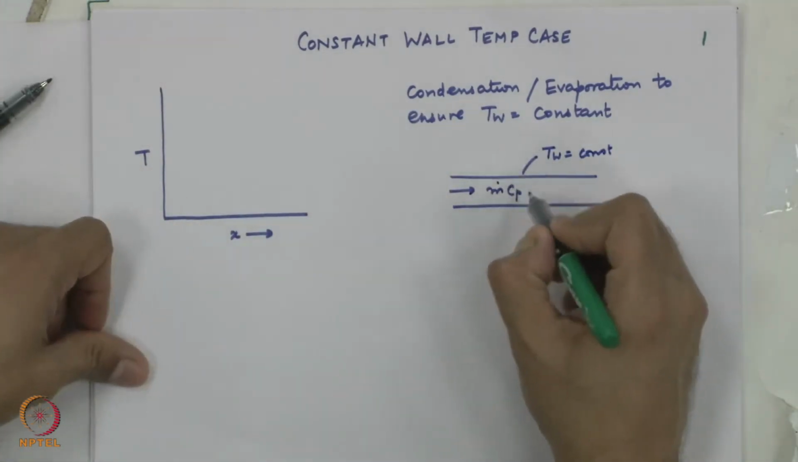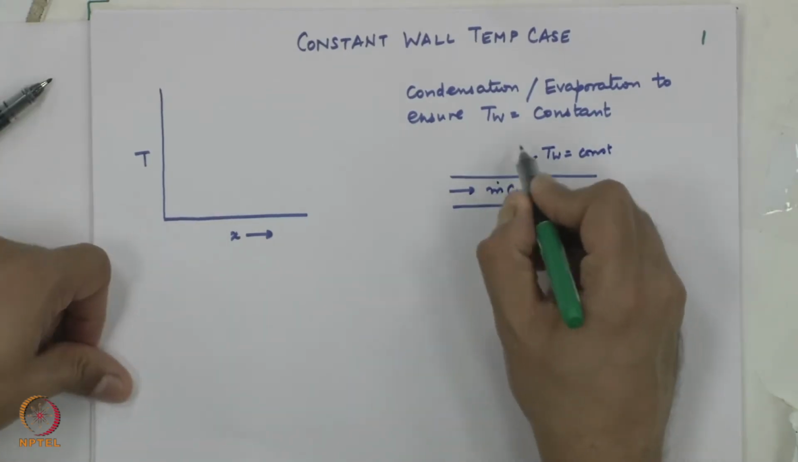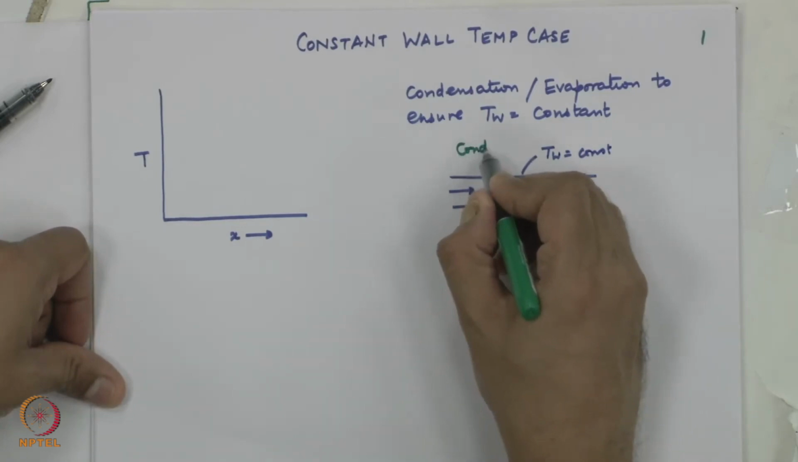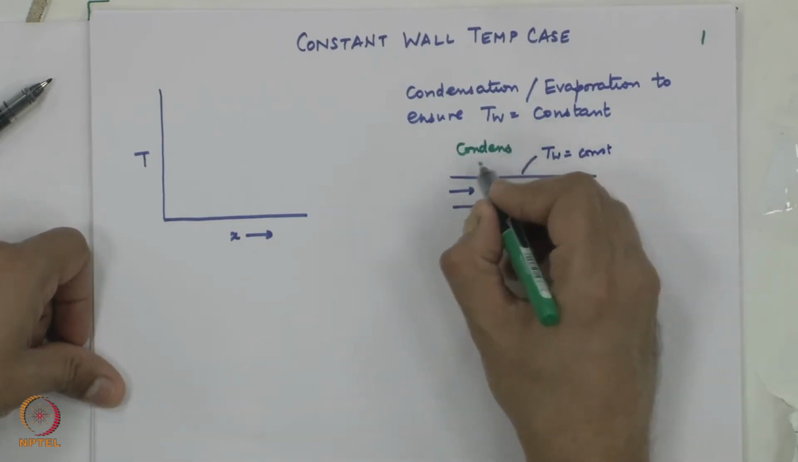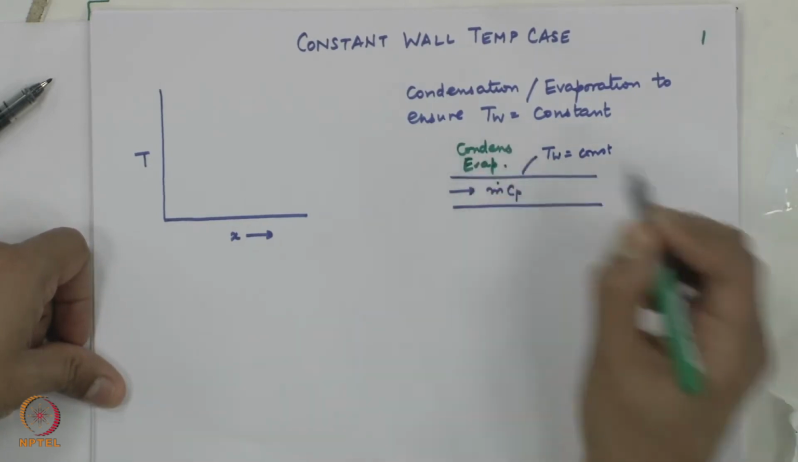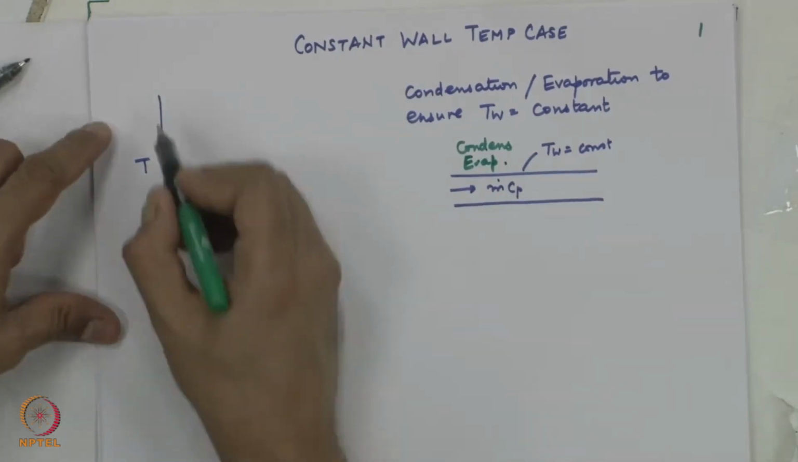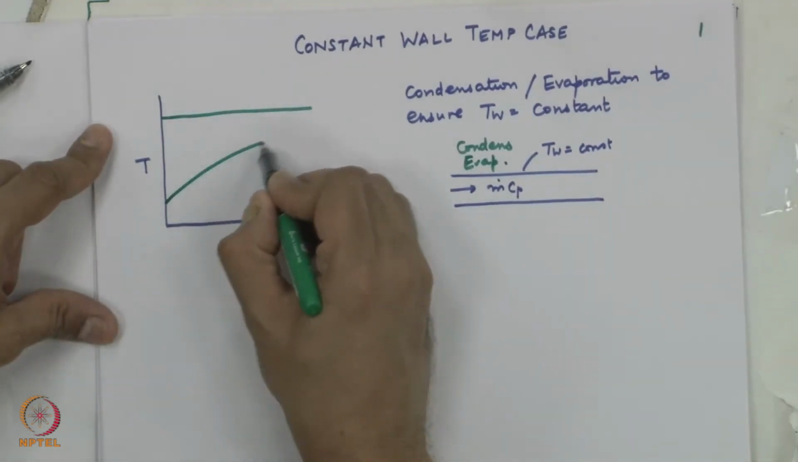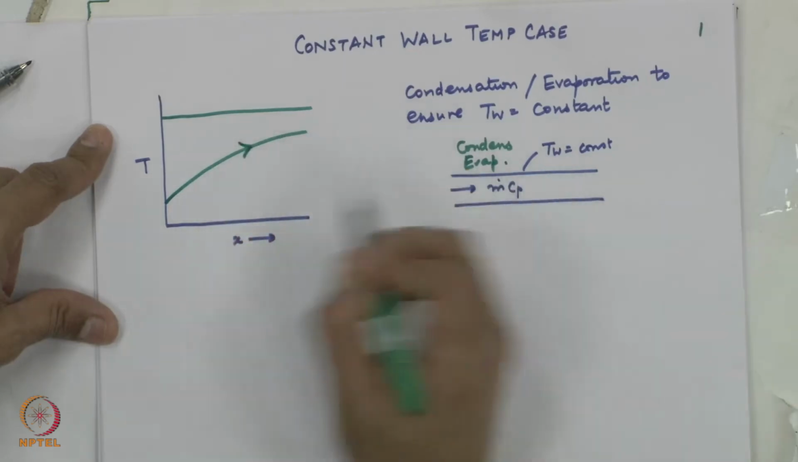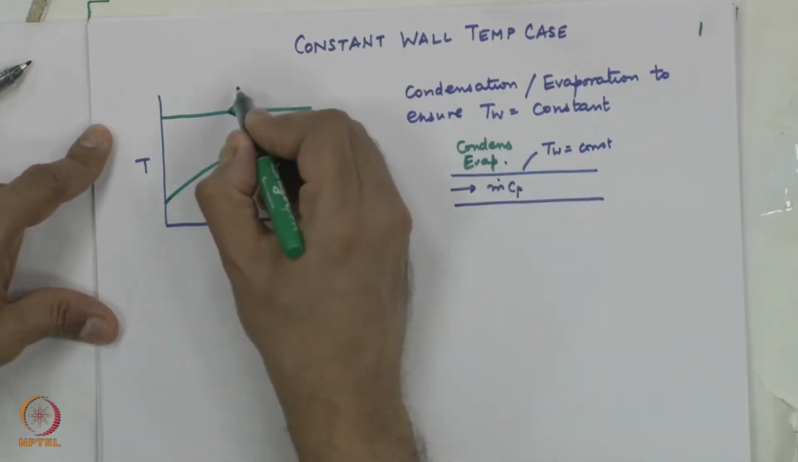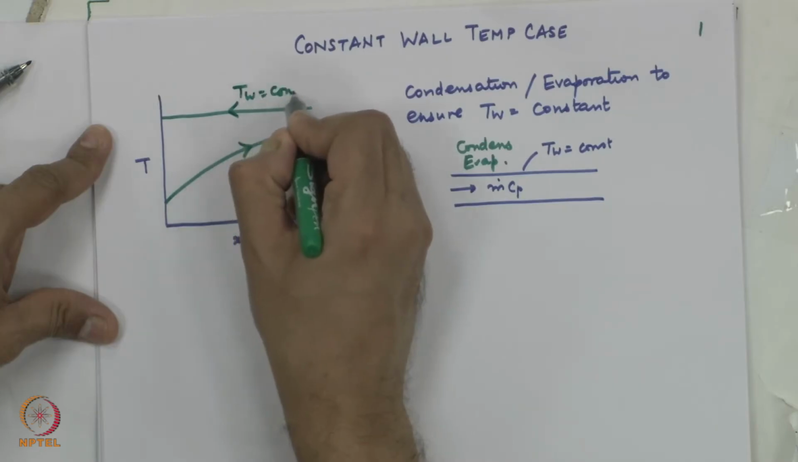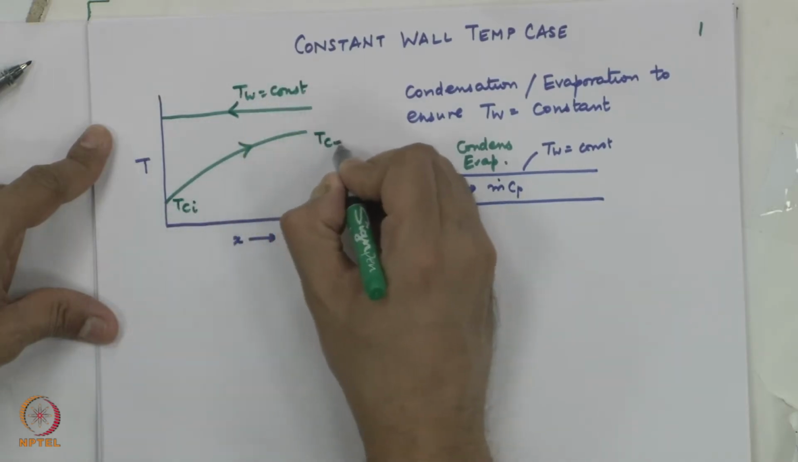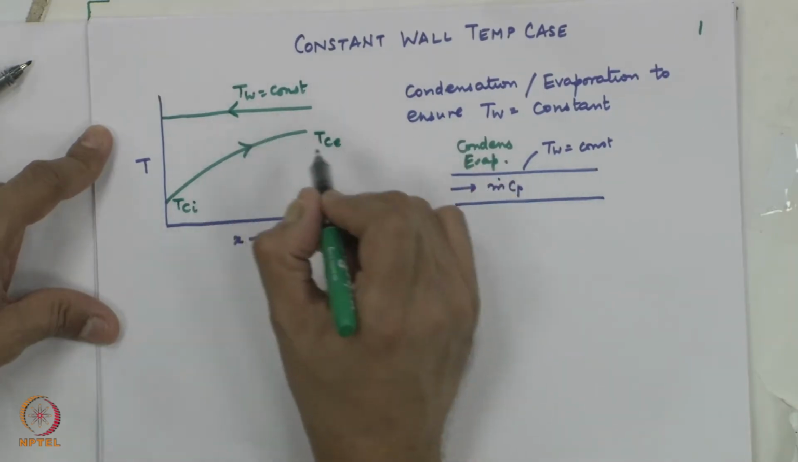So, if you want to put heat into this fluid, then the other fluid has to give away heat. So, this should be either condensation or evaporation on this side to ensure T wall equal to constant. So, if I plot the temperature distribution, this could be the temperature variation of the fluid which is getting heated. This is T wall equal to constant, and this is T cold inlet, T cold exit, or TMI, TME.